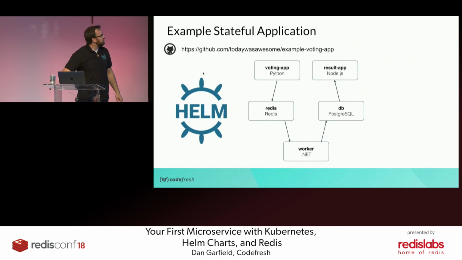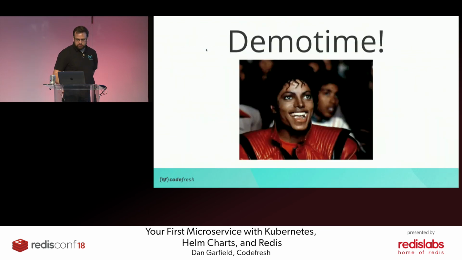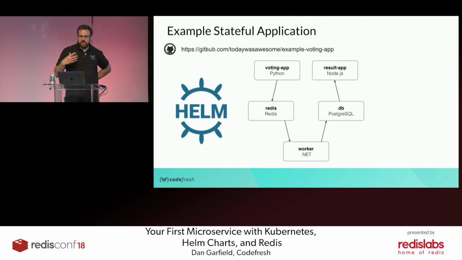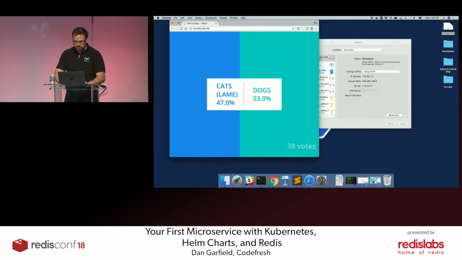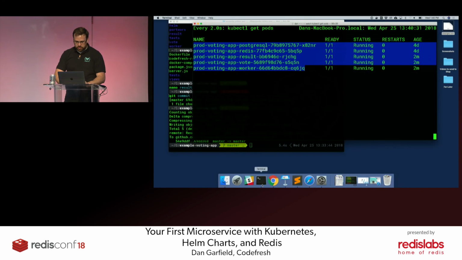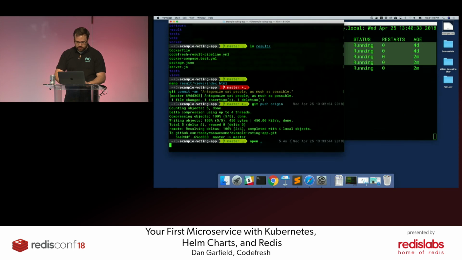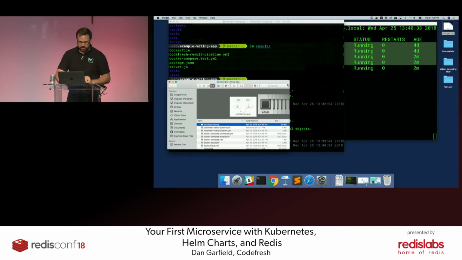So when we look at, and I'll share this repository one more time with you. This is the URL if you want to see all of the configuration that I did. This is github.com/todaywasawesome, which is me, /example voting app. Okay, and in there you'll find that there is a. Let me just open this. Let's just look at the anatomy here for a second.